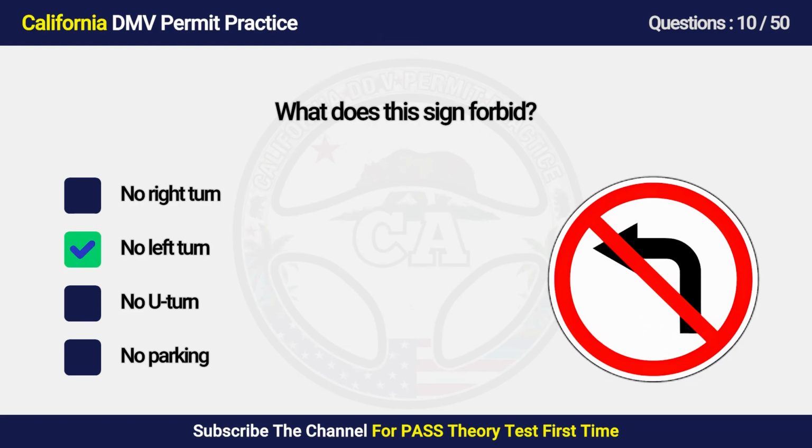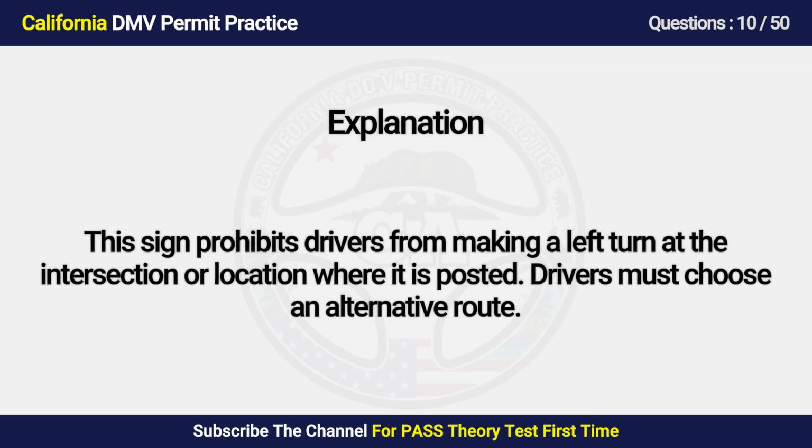Answer is B. No left turn. This sign prohibits drivers from making a left turn at the intersection or location where it is posted. Drivers must choose an alternative route.